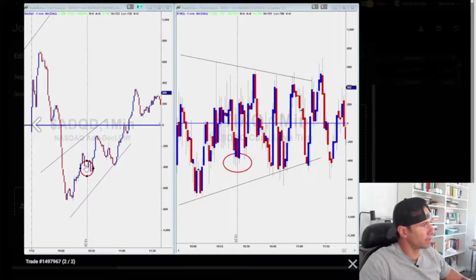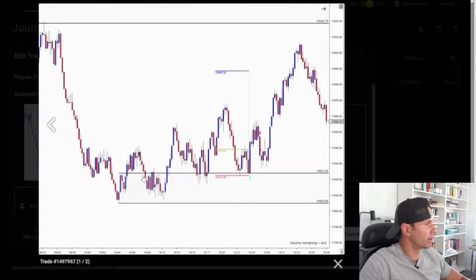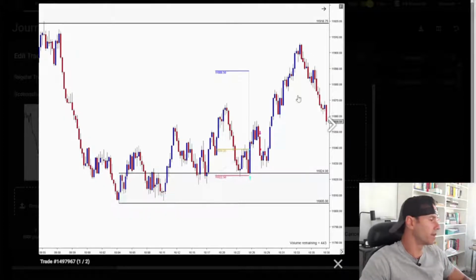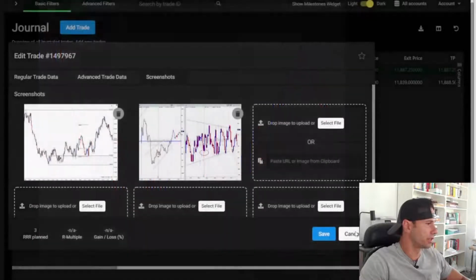And then I engage here. Here I also see how the tick chart was not making new lows. This was a low created here, another low, higher low. It was not creating new highs, but it was sideways. The chart on the NQ was very sideways. If you see here, it was chopping around for like 20-30 minutes, and finally broke out of the range.